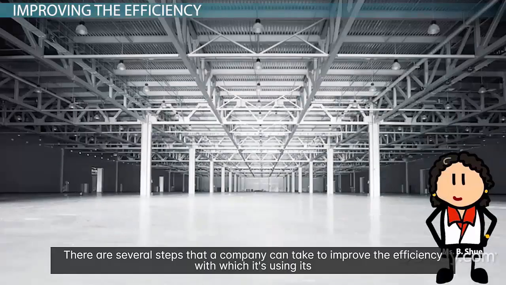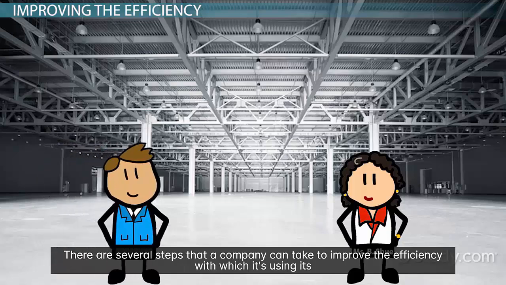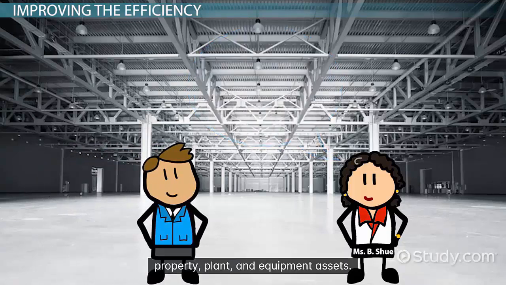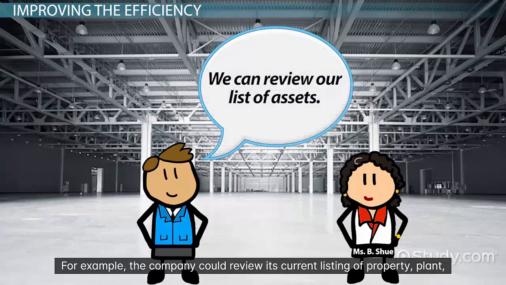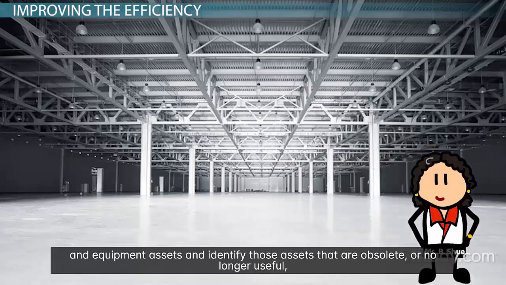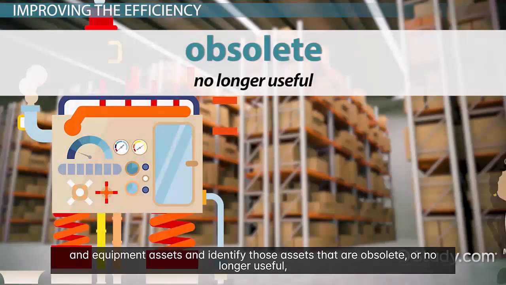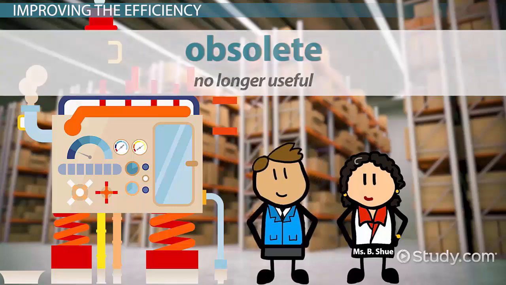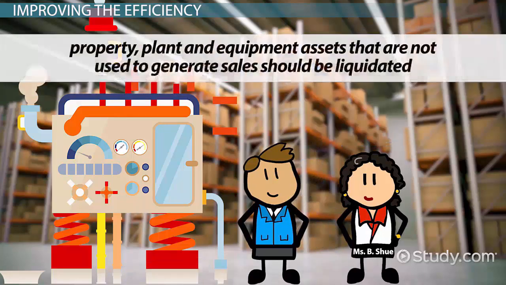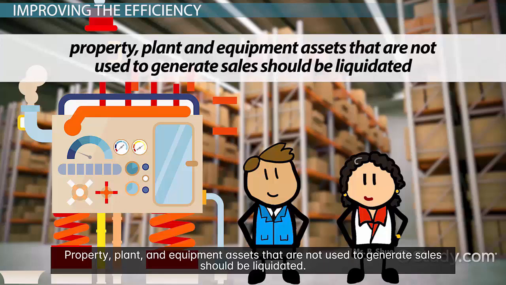There are several steps that a company can take to improve the efficiency with which it's using its property, plant, and equipment assets. For example, the company could review its current listing of property, plant, and equipment assets and identify those assets that are obsolete or no longer useful, and those which are underutilized or simply not used at all. Property, plant, and equipment assets that are not used to generate sales should be liquidated.